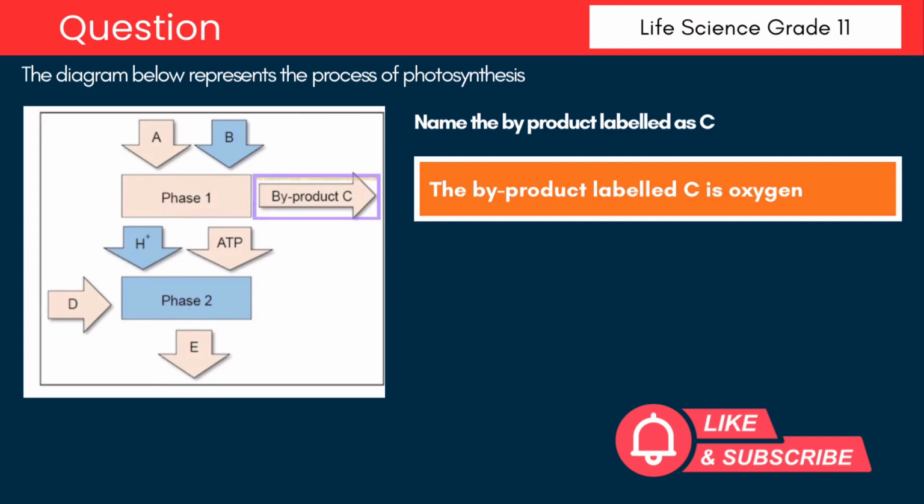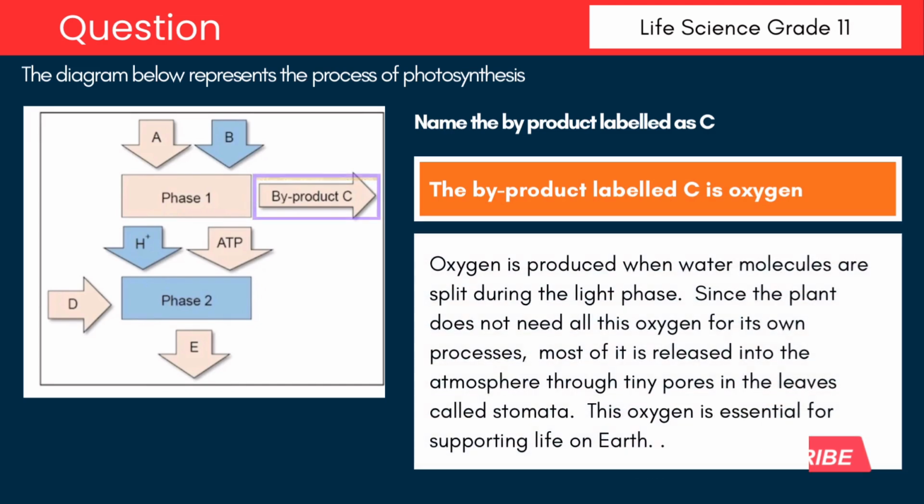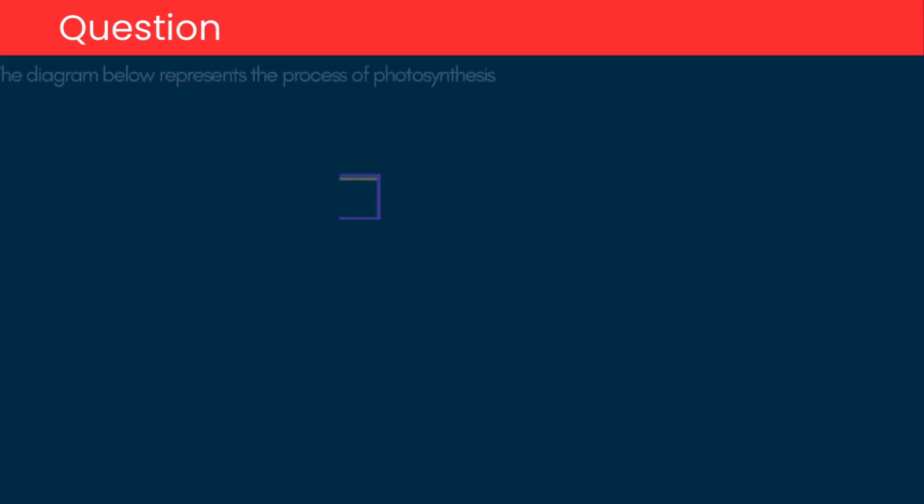The byproduct labeled C is oxygen. Oxygen is produced when water molecules are split during the light phase. Since the plant does not need all this oxygen for its own processes, most of it is released into the atmosphere through tiny pores in the leaves called stomata. This oxygen is essential for supporting life on Earth.